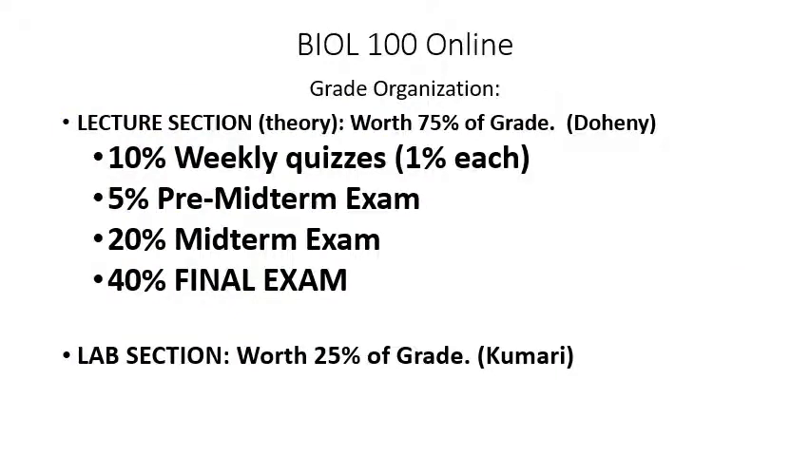Okay, so how does the grade break down for this course? Well, we have a weekly quiz every week for 10 in total, so that's 10% of your grade. The pre-midterm, which is during week 5, is 5% of your grade. The midterm is in week 7, that's 20% of your grade. And the final exam is on a date which has yet to be determined, and that will be worth 40% of your grade. And then, of course, Dr. Kumari's section will be worth 25% of your grade.